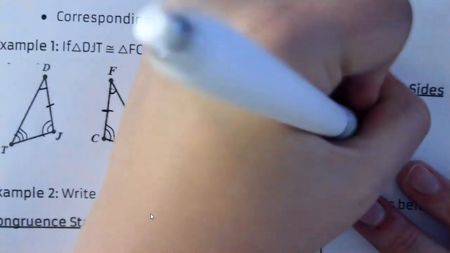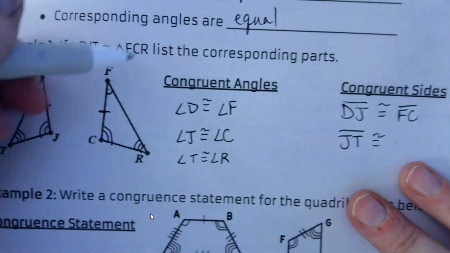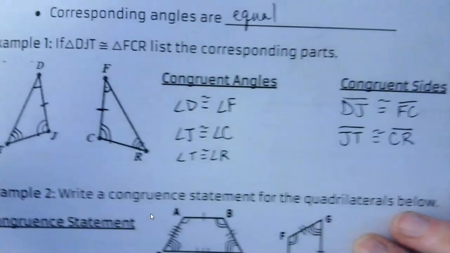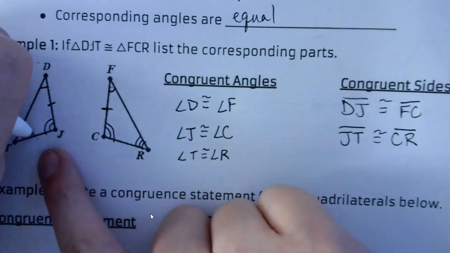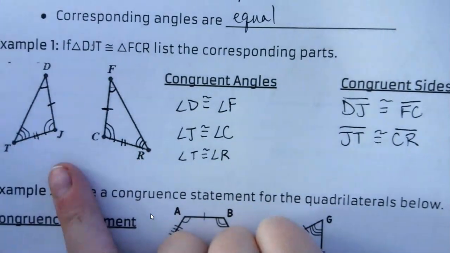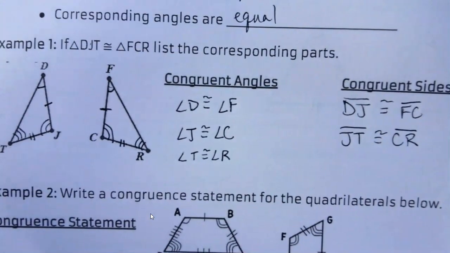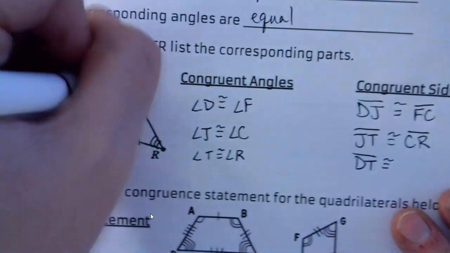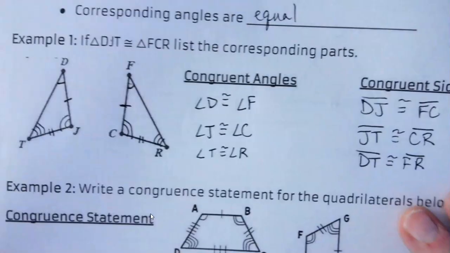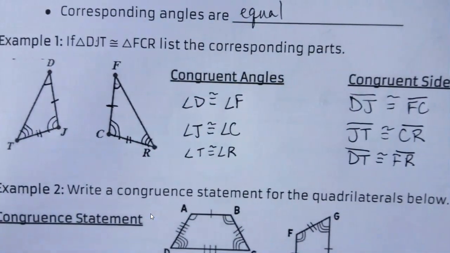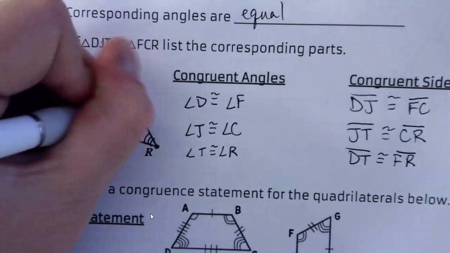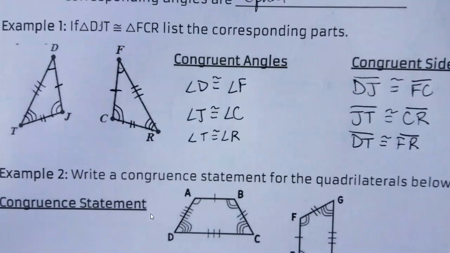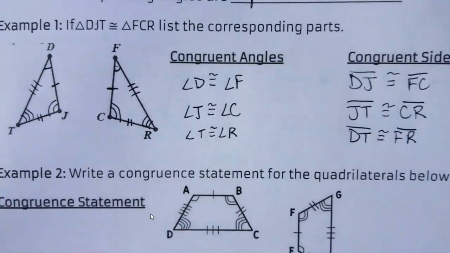And then JT is congruent to, here I could either write CR or RC. Both of those would be correct. I'm going to write CR. But those match. I'm going to write 2 little arc marks. And then lastly, DT is congruent to FR. So you're just matching up the sides. 3 arc marks there, or they're not arc marks, 3 congruency marks there on each side, and they all match.